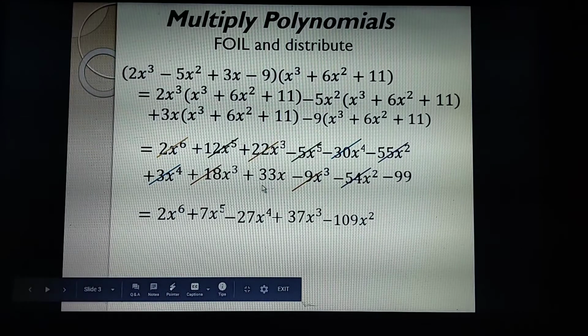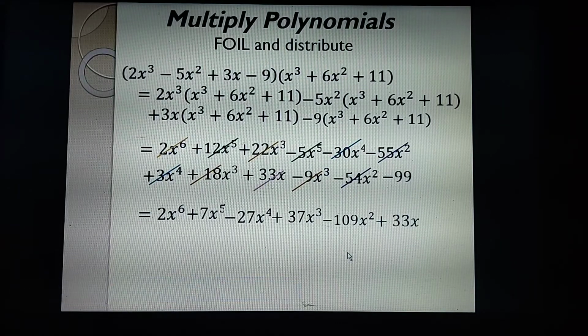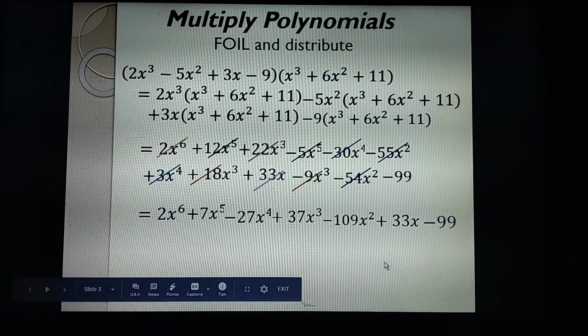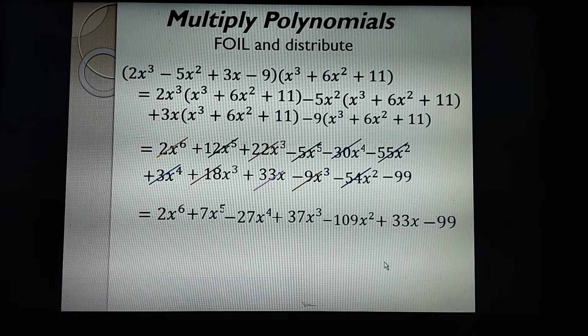Then I've got a 33x, and I don't have anything else to combine it with. So I just rewrite it. And then I got negative 99, and nothing else to combine it with. That's your final answer. So it's long, but it's not undoable. It's not anything that any of you cannot do.